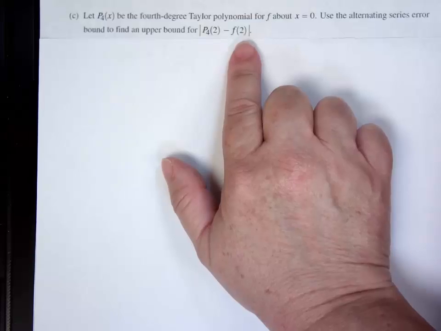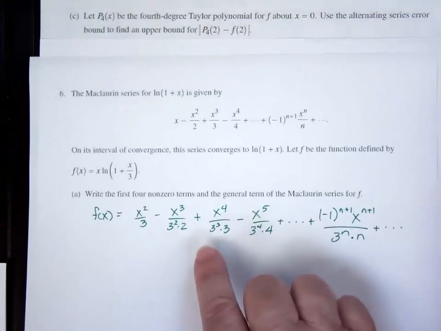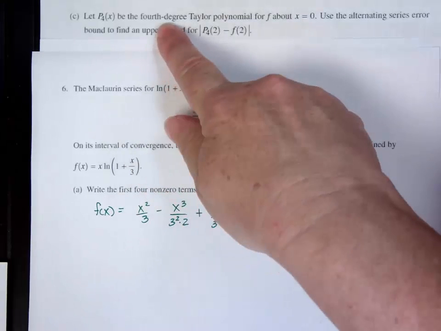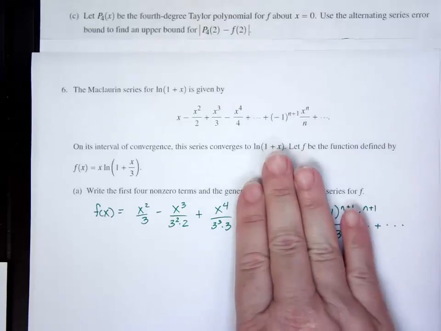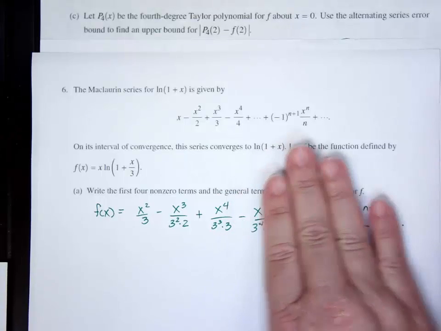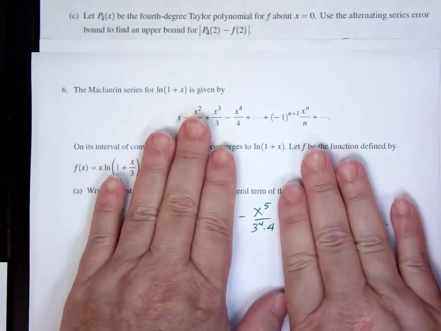So if you go back to this one right here, it says 4th degree. So that means I'm basically stopping my formula right there. Use the alternating series to find the error. Now remember that with alternating, the error is just the next term. So there's my error term right there. The x to the 5th over 3 to the 4th times 4.